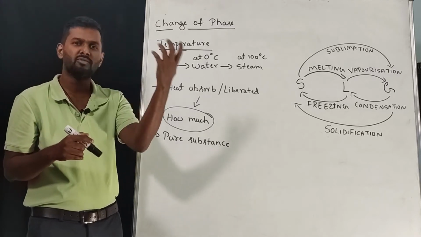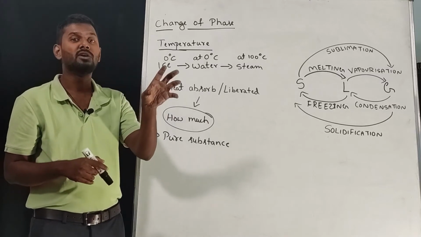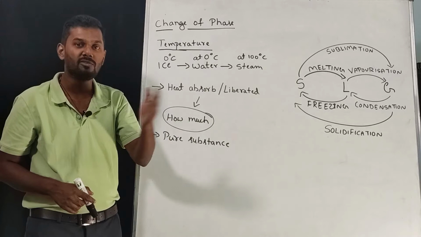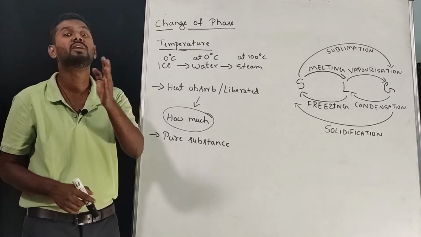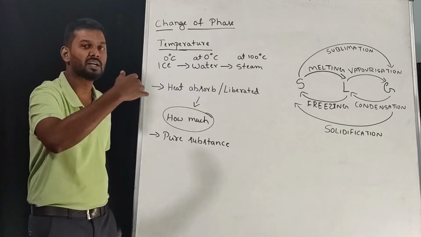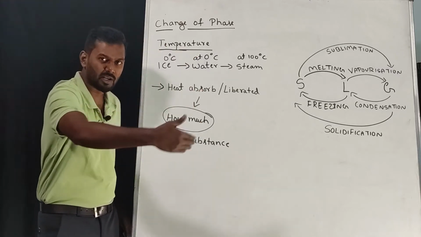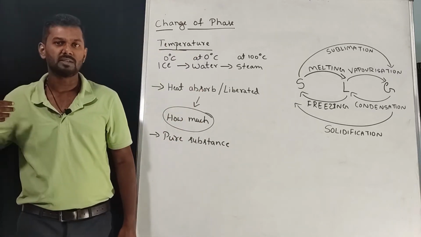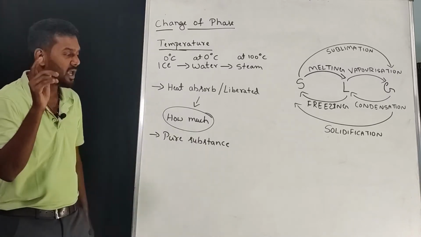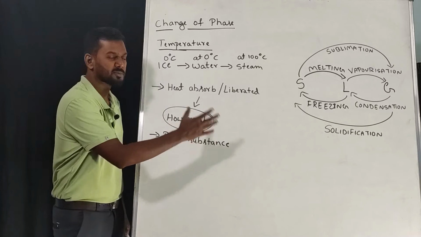It will absorb 350 joules of energy. If you convert the same water into ice again, it will liberate, it will give out 350 joules of energy. While converting into one phase, how much energy it has absorbed, while converting back into the same phase, it will liberate the same amount of heat energy. Keep that in mind.